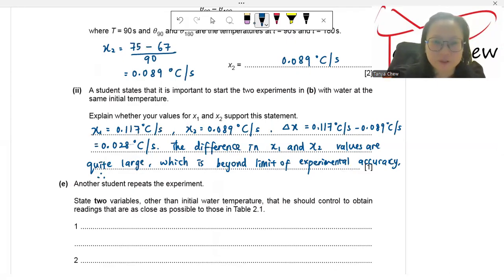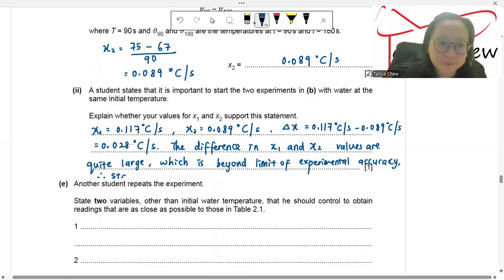This one, okay, because the students state that it is important to start the 2 experiments with the same initial value, right? That is why I have to support this statement. Yes, you have to start with the same initial value, because if you don't start with the same initial temperature, then the difference will be quite large, right? So that is why the statement is supported.